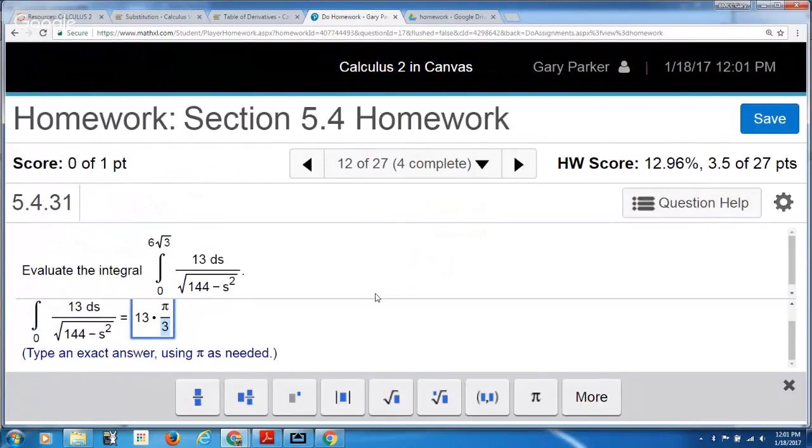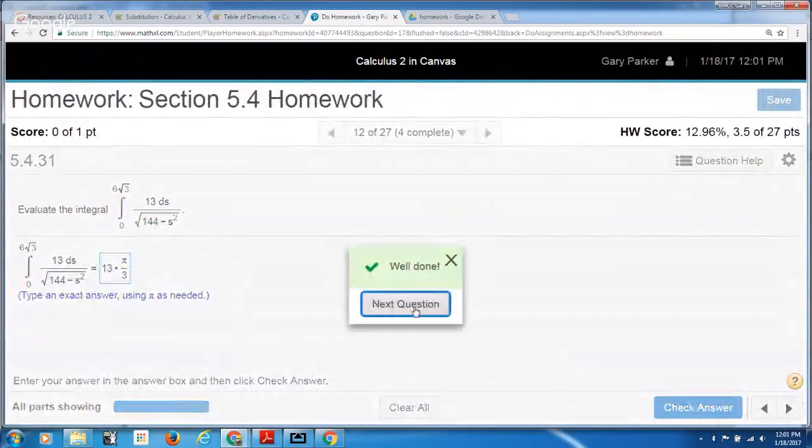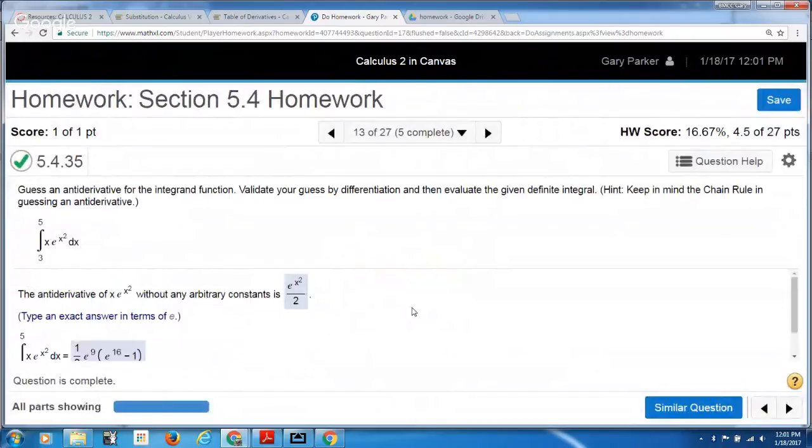Let's see, zoom out so I can find the check answer button. Woohoo! That was exciting.